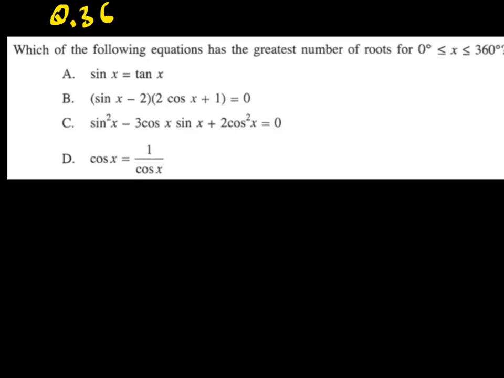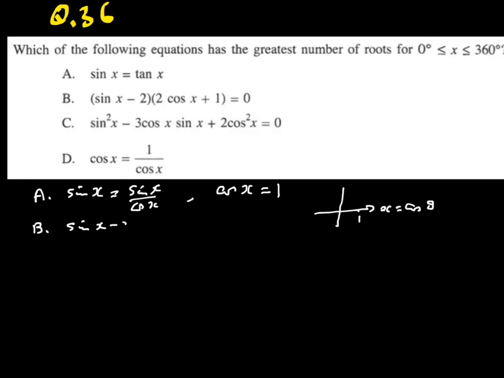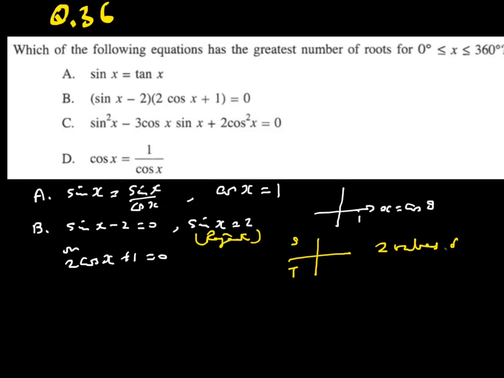Now in this question, we need to find out the number of possible roots. So we could examine each of these. So A, tan is sine over cosine. Hence we see that there's only one possible value. But where's the other? Note that sine of x minus 2 equals 0. But then, sine cannot be bigger than 1, so we reject that. And hence, we end up with just two possible values for x in this case.